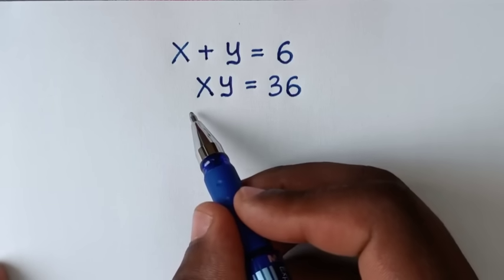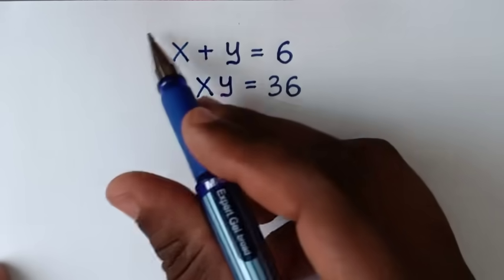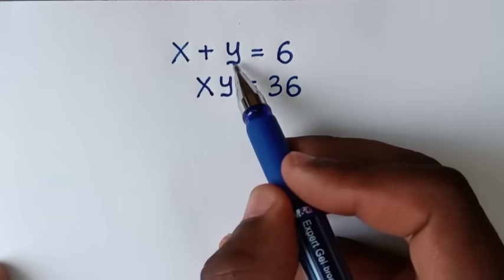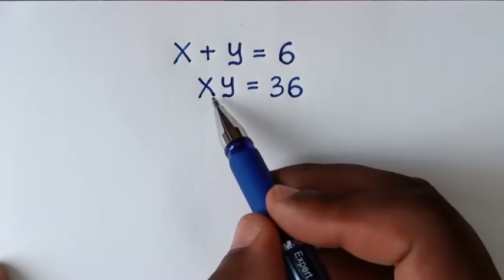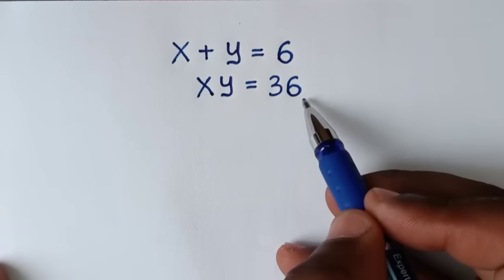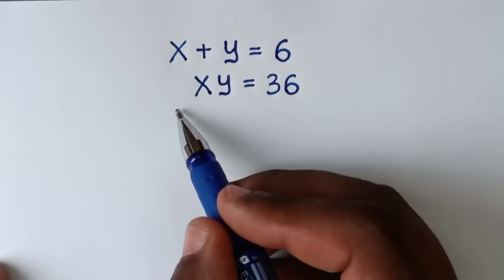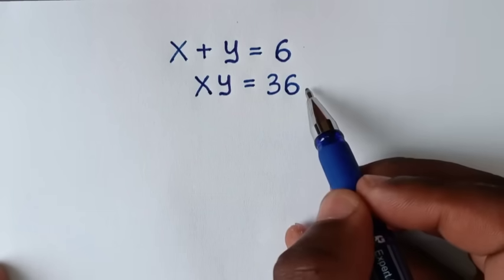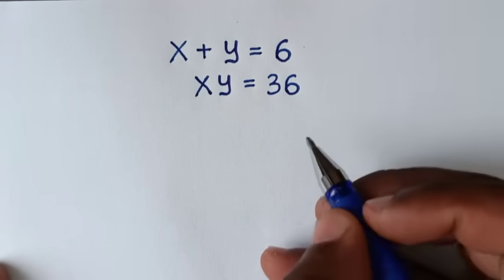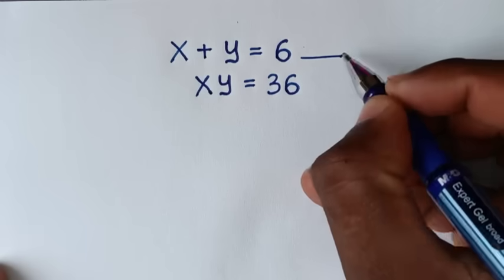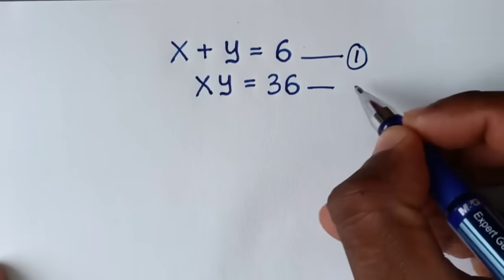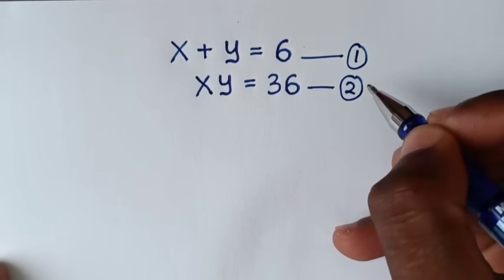Hello, you are welcome to solve this math problem: x plus y is equal to 6, xy is equal to 36. To find the values of x and y from these two equations. In the first step, we start by letting this be equation 1 and this be equation 2.